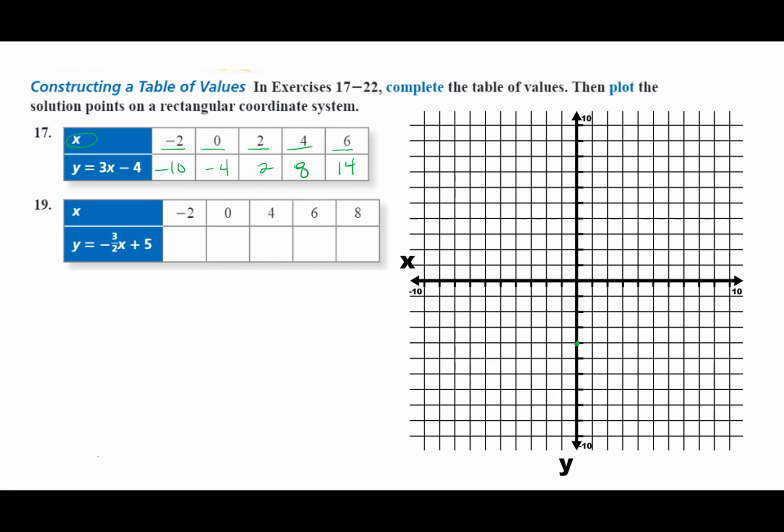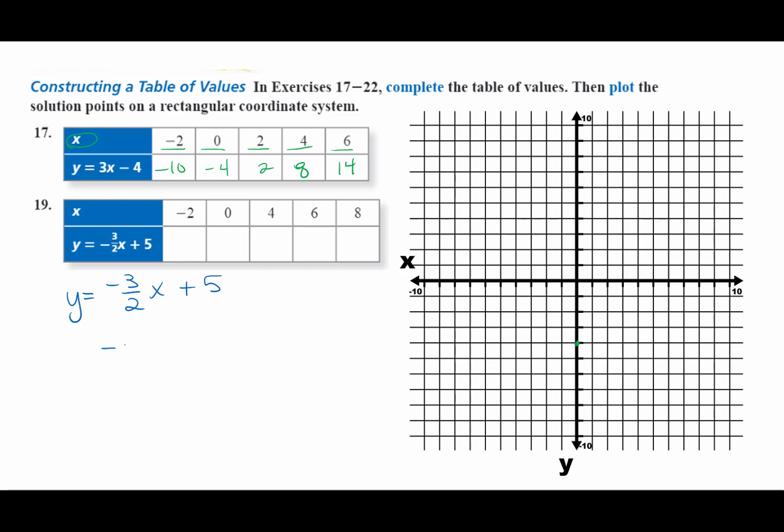We have that same x values. Well, almost the same. -2, 0, 4, 6, and 8. And then you have the equation y equals the fraction -3/2 times x plus 5. And so we'll just go through the same process.